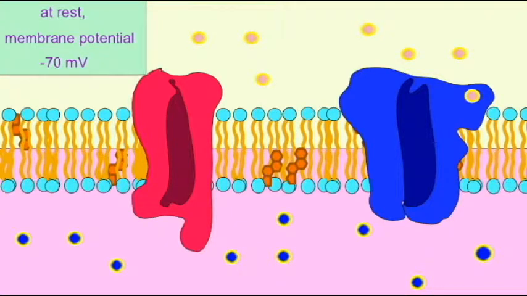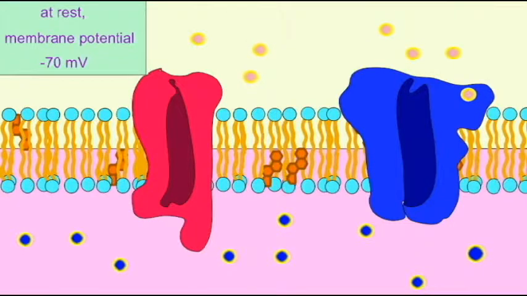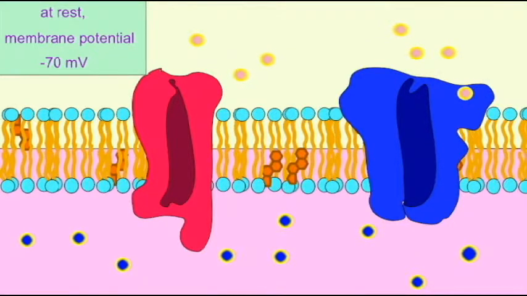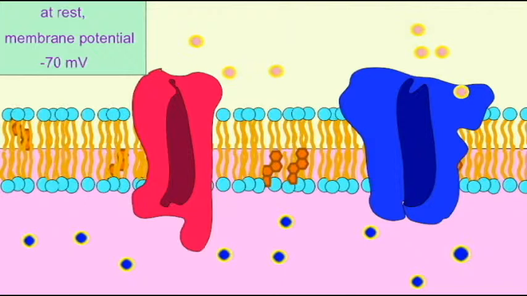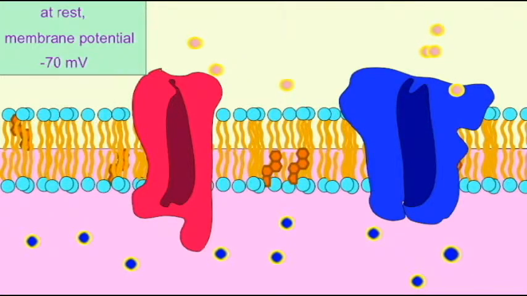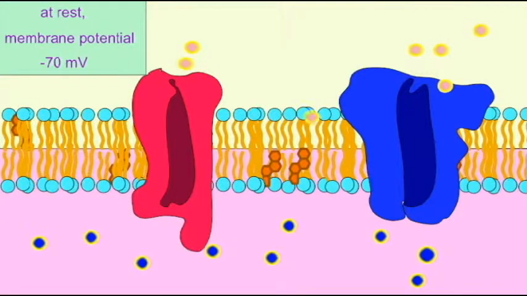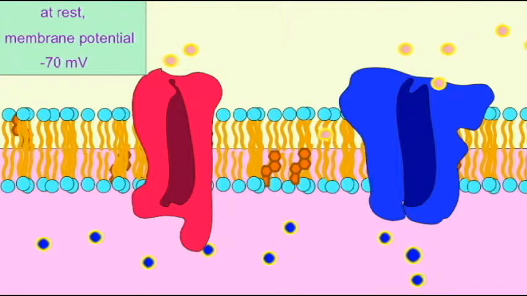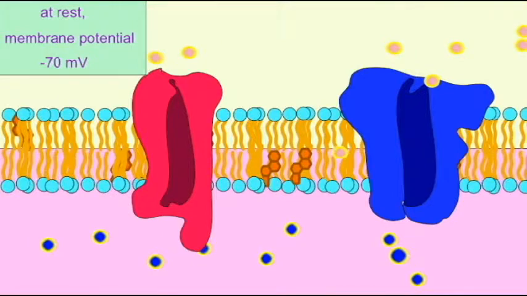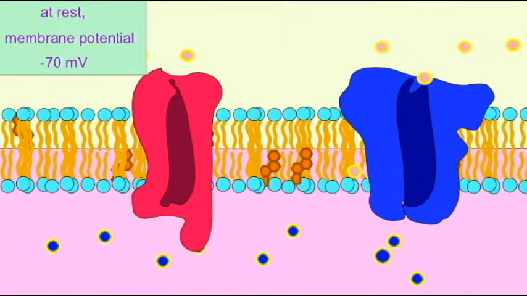A resting neuron has an electrical difference across the cell membrane known as the resting membrane potential. The inside of the cell is negative compared to the outside of the cell, and this can be measured in volts. A resting neuron has a resting membrane potential of about minus 70 millivolts. This can vary, but this is a typical value.